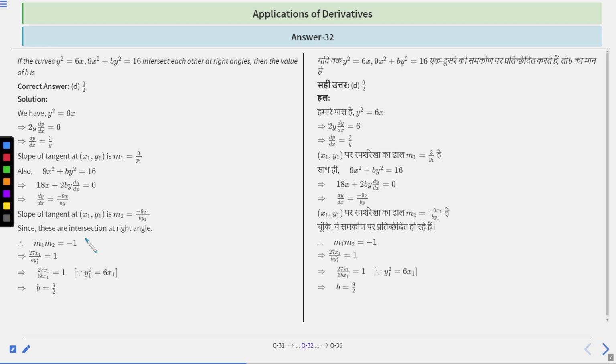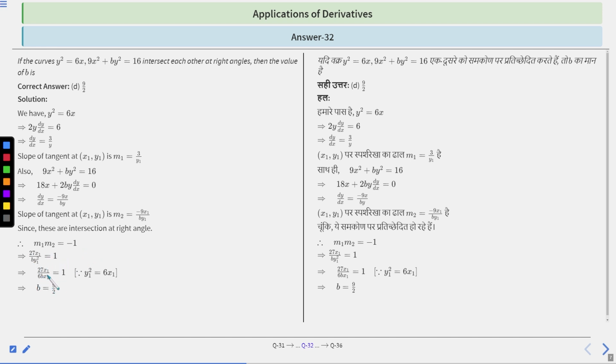Since these intersect at right angles, therefore m1 m2 should be equal to minus 1, right? Clear? So let's calculate m1 m2. m1 is this one and m2 is this one. So when you multiply this, you will get 27x1 upon y1 square is equal to 1, right?